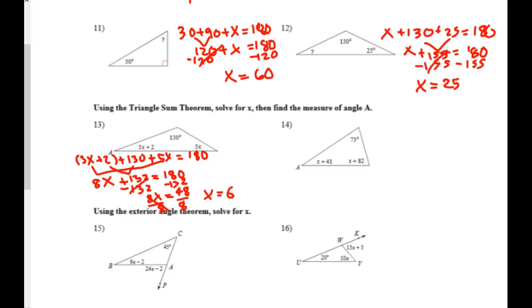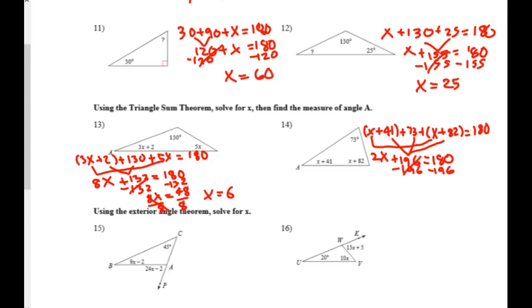Okay. Number 14, same idea. Let's add all those up to 180. So we have x plus 41 plus 73 plus x plus 82 equals 180. We combine like terms. The x plus x is 2x. 41 plus 73 plus 82 is 196. That equals 180. We'll get rid of our loner, minus 196 on both sides, and we'll have 2x equals negative 16, and we get rid of that 2 by dividing by 2. So x equals negative 8.